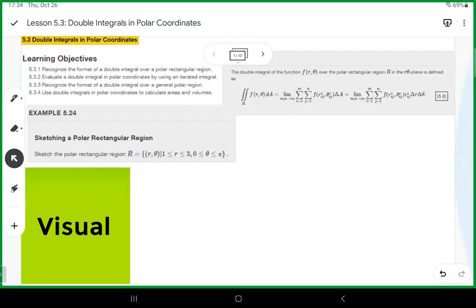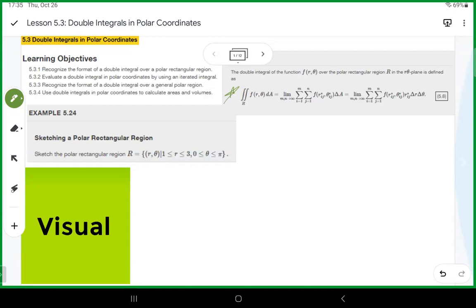So this is 5.3. We're going to be working on double integrals in polar coordinates. I would say it's a shorter section, although some of the later examples get pretty long. And then the next section, the examples are super duper long when we go over triple integrals. But we will get through it together. So there is a definition here that I recommend you write down if you are someone who takes written notes.